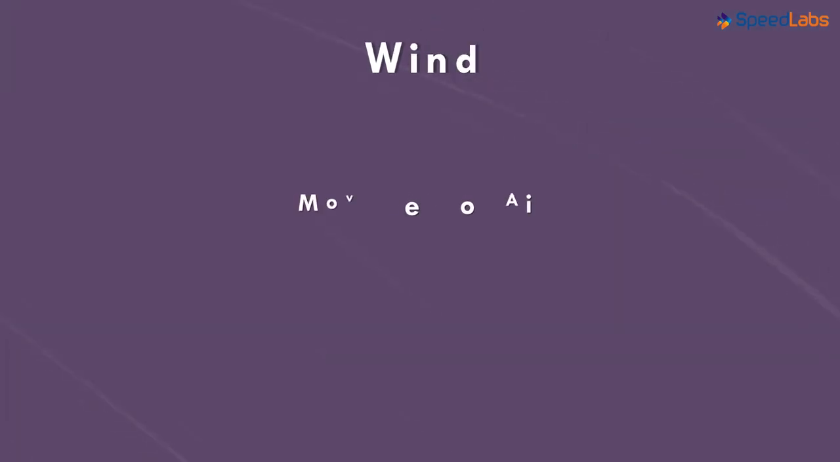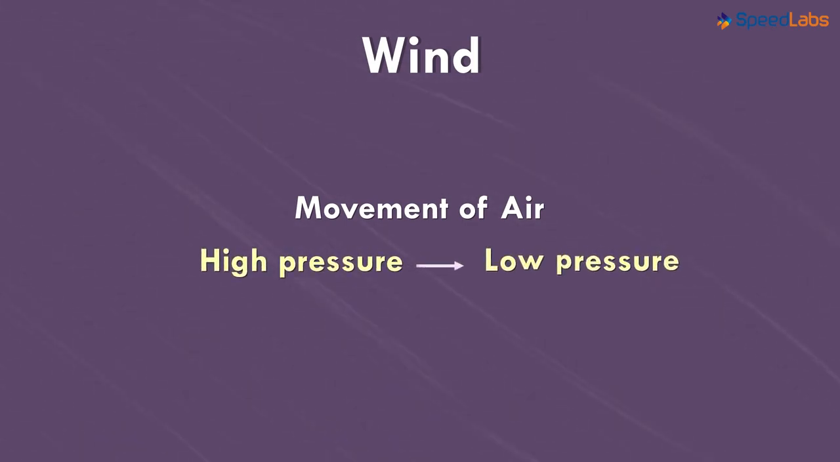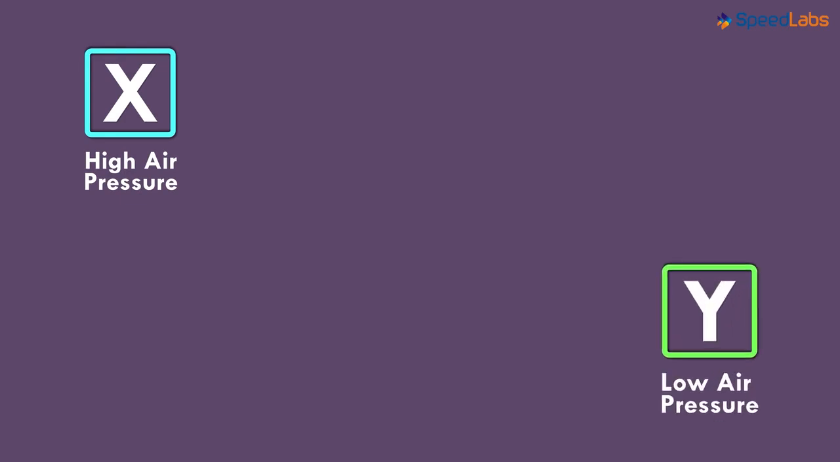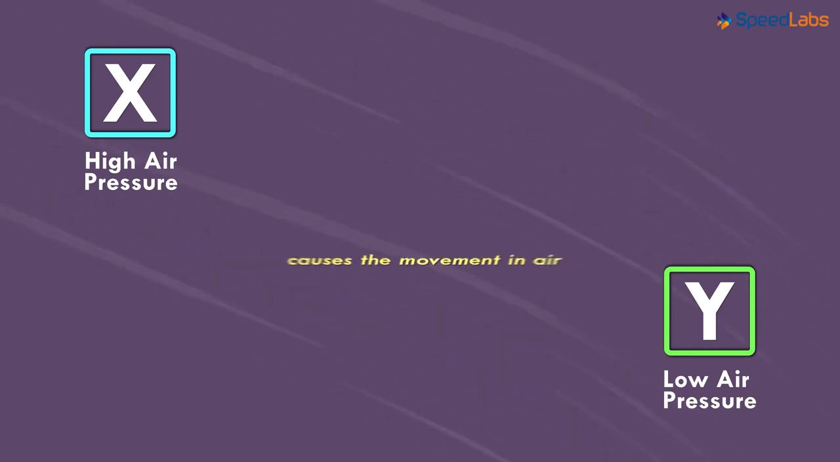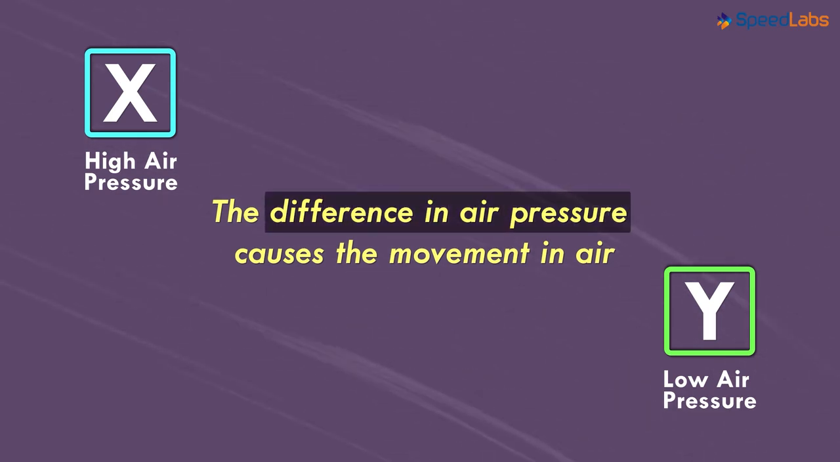Likewise, there are pressure differences occurring in nature. You may note that the air moves from the high pressure region to the low pressure region. For example, if there is high air pressure in region X and comparatively low air pressure in region Y, then the air moves from X to Y. Does this mean that pressure differences create the movement in air? Yes, that's true. The difference in the air pressure results in wind.